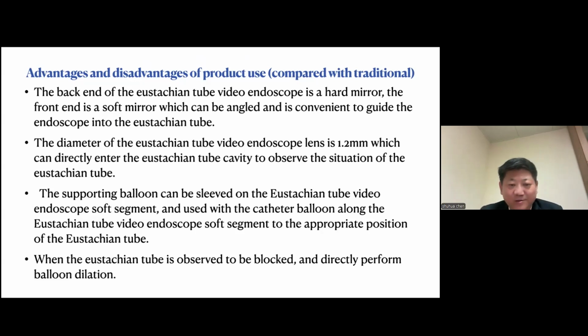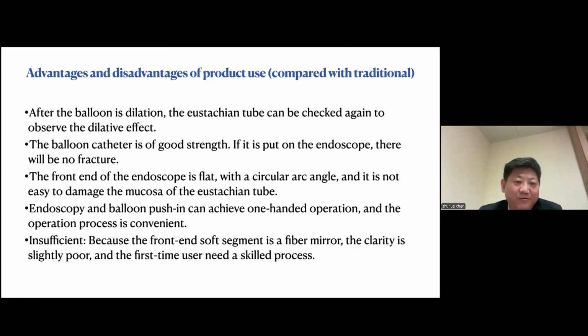The supporting balloon can be slid onto the eustachian tube video endoscope soft segment and used with the catheter balloon along the eustachian tube with your endoscope soft segment to the appropriate position of the eustachian tube. When the eustachian tube is observed to be broken, balloon dilation can be performed directly. After balloon dilation, the eustachian tube can be checked again to observe the dilative effect.